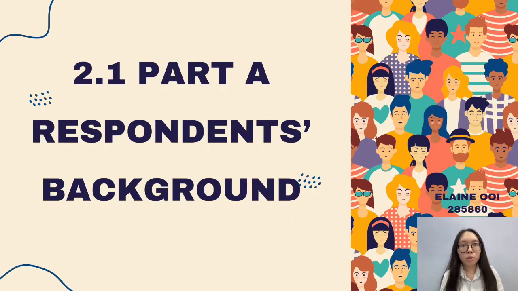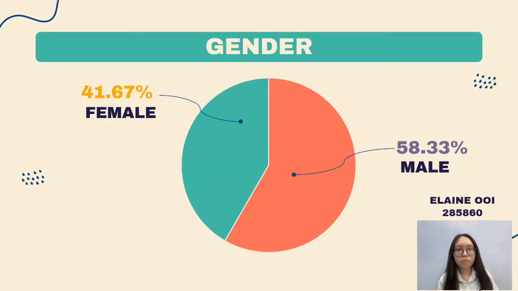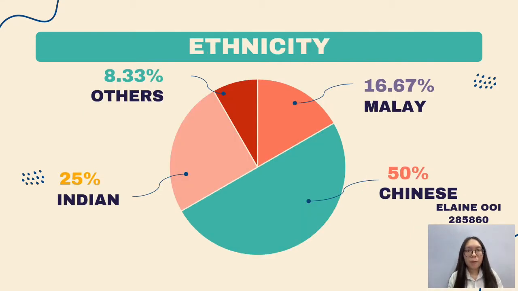Next, I'm going to present 2.1, Part A, Respondent Background. For the gender, as we can see in the pie chart, the male respondents are more than the female respondents. The male respondents have 58.33% and the female respondents have 41.67%.